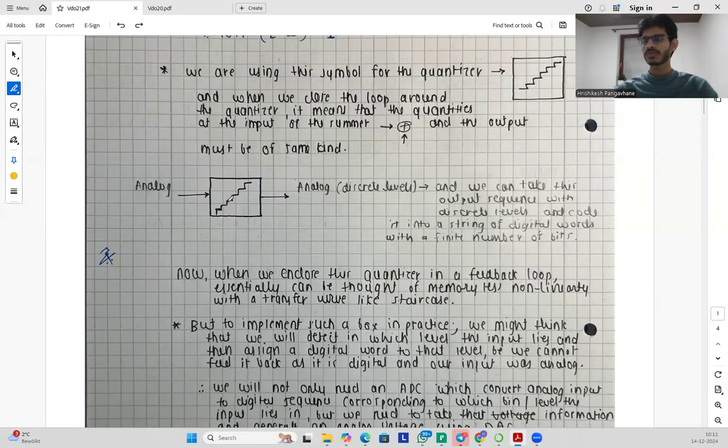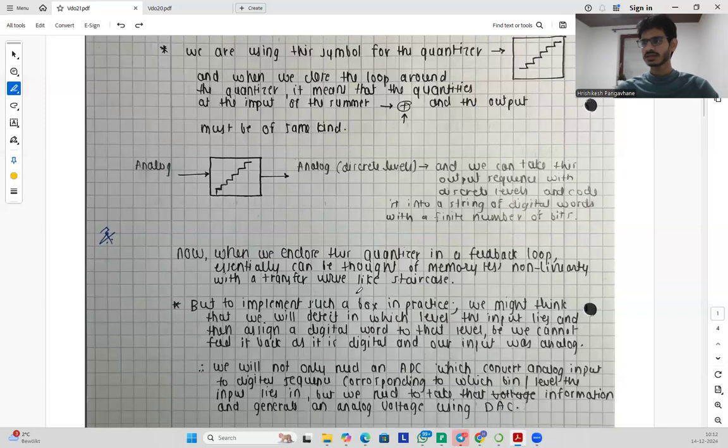But we cannot feed it back as it is digital and our input was analog. As I said, the output and input should be of the same kind. So this idea, we cannot feed it back. So we will not only need an ADC which converts analog input to a digital sequence corresponding to which bin or which level the input lies in, but we also need to take that information and generate an analog voltage using that ADC in the feedback path.